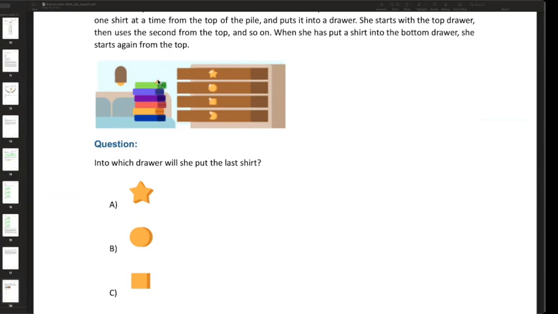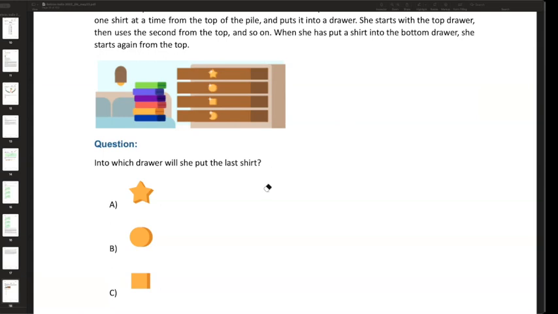So if you see this, the first shirt will go here. Then the second shirt will go here. The third shirt will go here. And the fourth shirt will go here. Then the fifth shirt again goes back to the start because you have filled the bottom one. So you have to start from the top again. So then the last shirt goes in this one, the circle. So that's why the answer is B, circle.